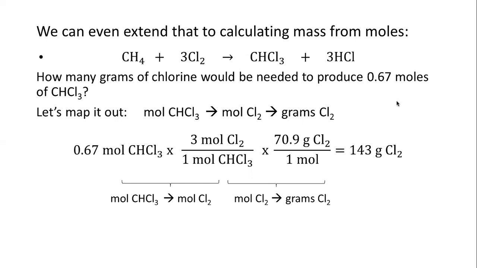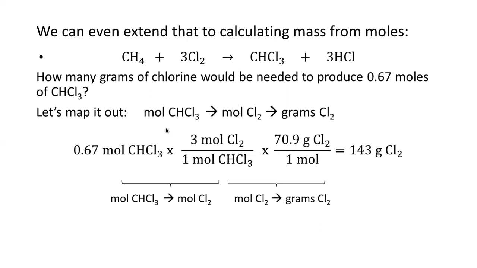So our starting material is that we have 0.67 moles. So we're going to start with that. Then we're going to multiply that by our mole to mole ratio. We know from the equation that we have 3 chlorine, so we'll put 3 moles here, and that we produce 1 mole of CHCl3. We're going to multiply that now by our molar mass of chlorine because we want to end in grams of chlorine. So we use this number from the periodic table, our molar mass, which is 70.9 grams of chlorine, to give us 1 mole.